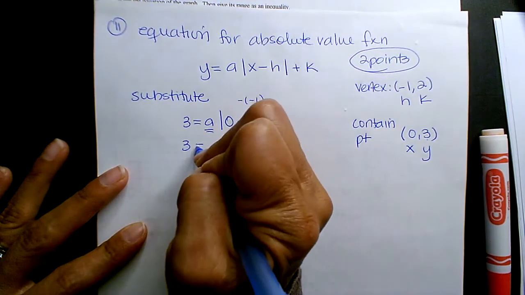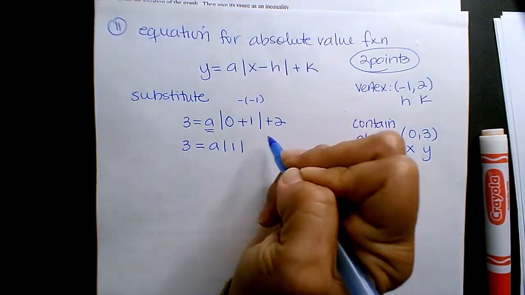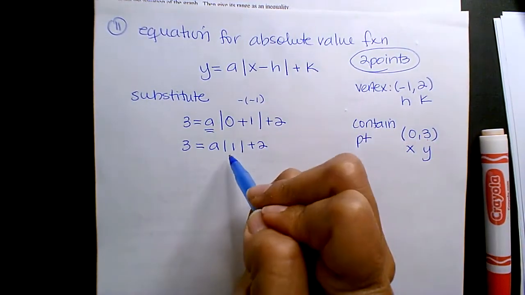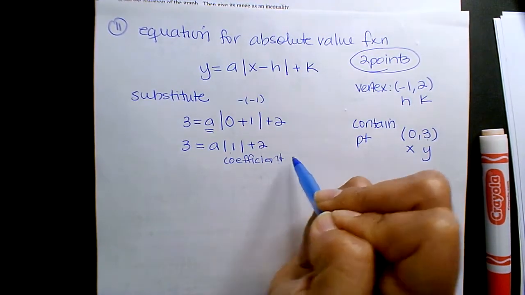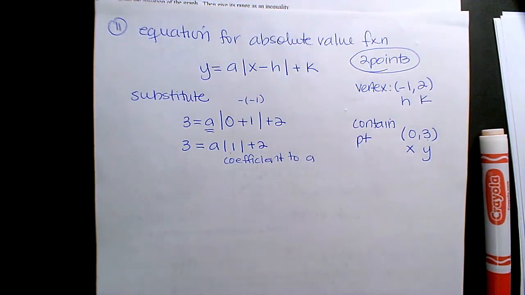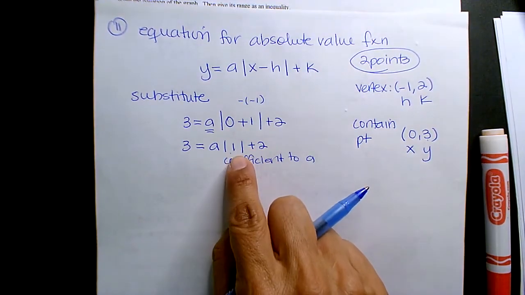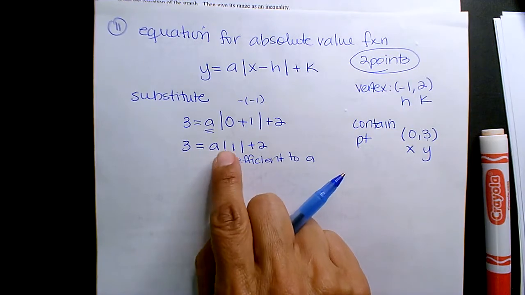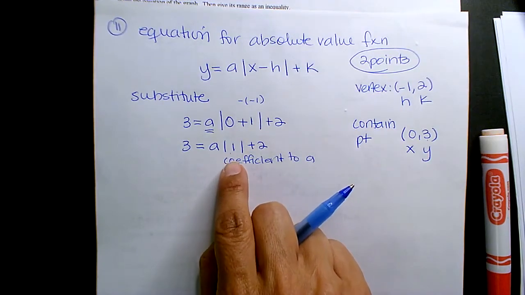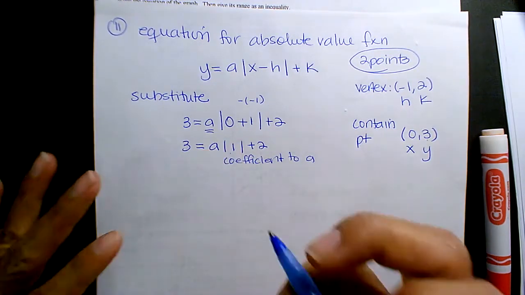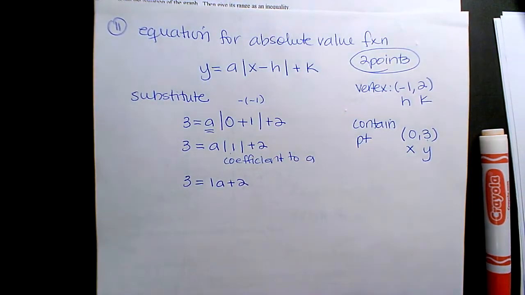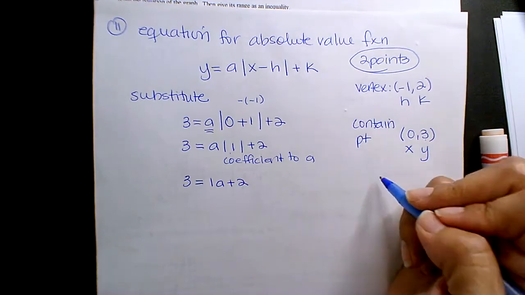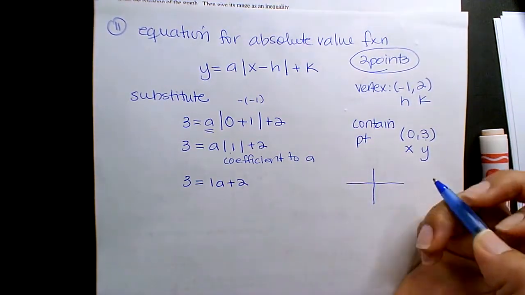So 3 equals A times 1, because 0 + 1, right? Okay, remember, this is always the coefficient to A. Right? It's not 1 + 2 is 3, take 3 over. Oh, I get 0. No, no, no. This 1 is a coefficient to A, so what you really have is 1A + 2. And remember, absolute value just means distance. I didn't mean to make it that long.